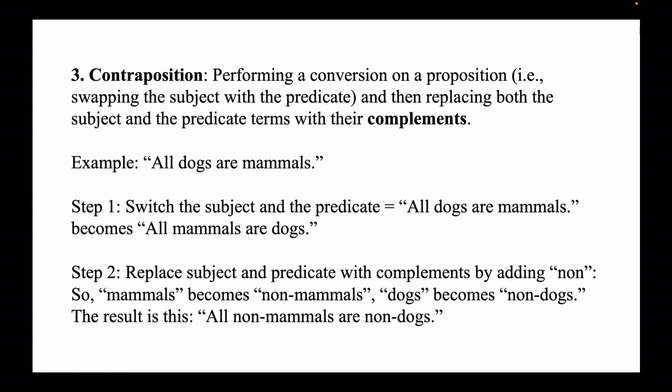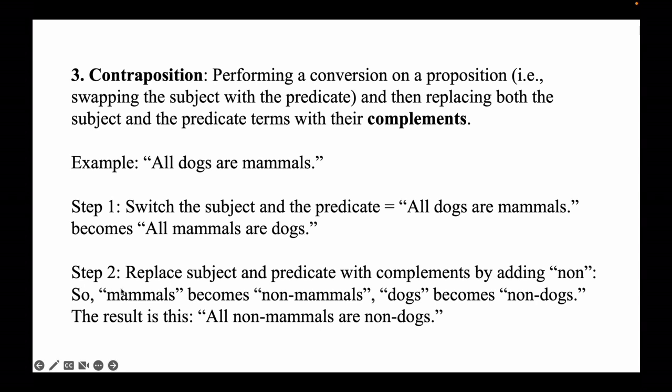Great. Let's now get to number 3, contraposition. Performing a conversion on a proposition, okay, so swapping the subject with the predicate, and then we replace both the subject and the predicate terms with their complements. For example, let's use all dogs are mammals. Step 1 is to switch the subject and the predicate, okay? So all dogs are mammals becomes all mammals are dogs.